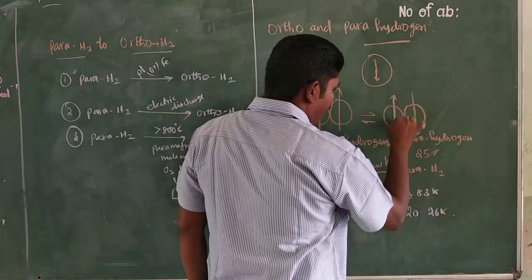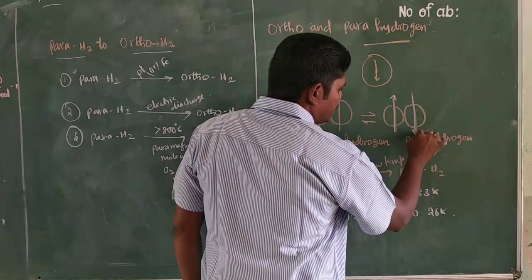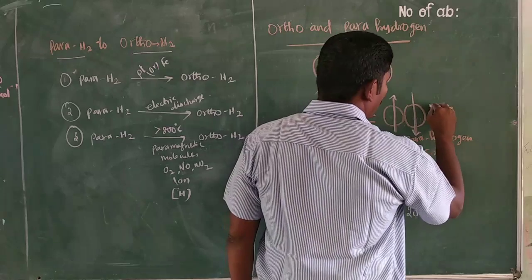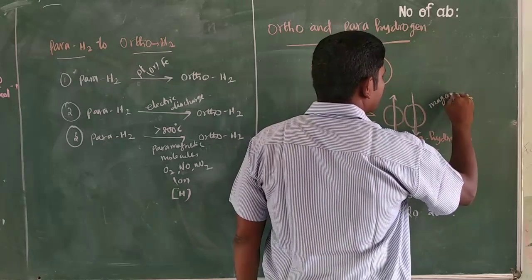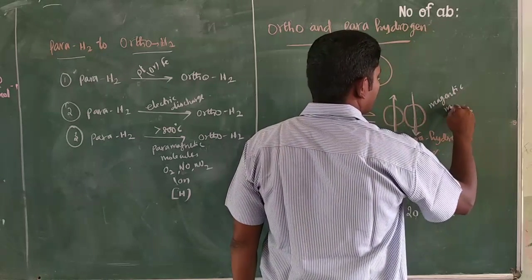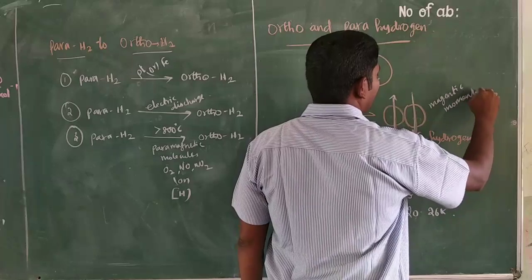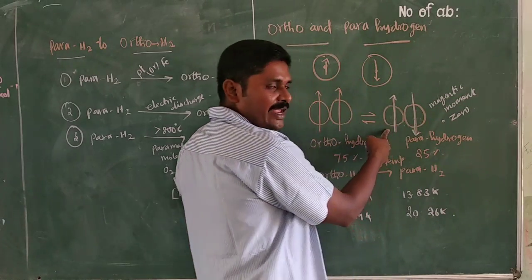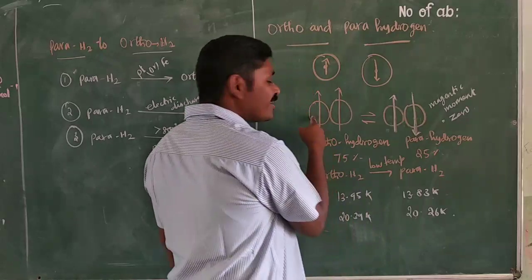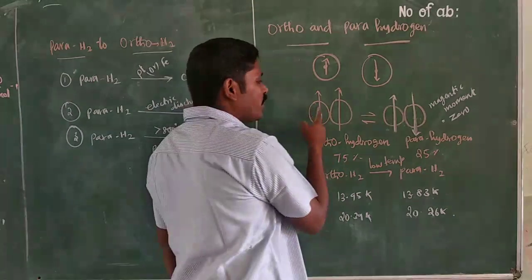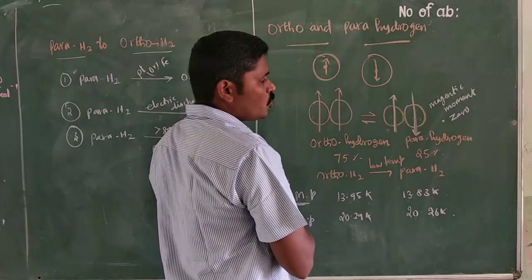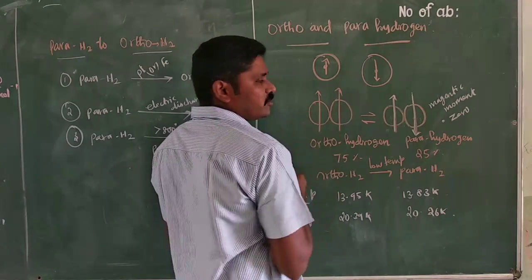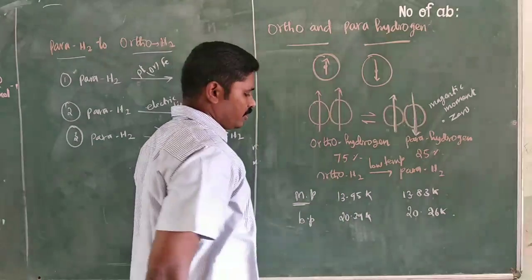The magnetic moment. In para, the nuclear spins are in opposite directions, so the magnetic moment value is 0. But in ortho, the spins are in the same direction, so the magnetic moment value is twice that of a proton. Right?